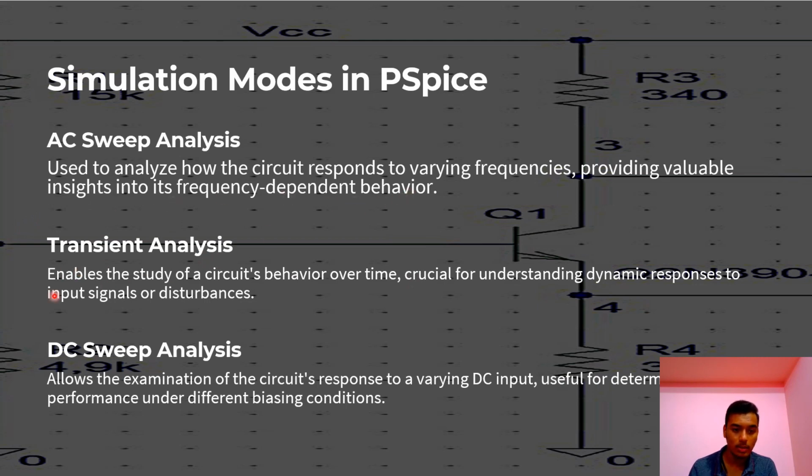Transient analysis enables the study of a circuit's behavior over time, crucial for understanding dynamic responses to input signals or disturbances. DC sweep analysis allows the examination of the circuit's response to a varying DC input, useful for determining the performance under different biasing conditions.